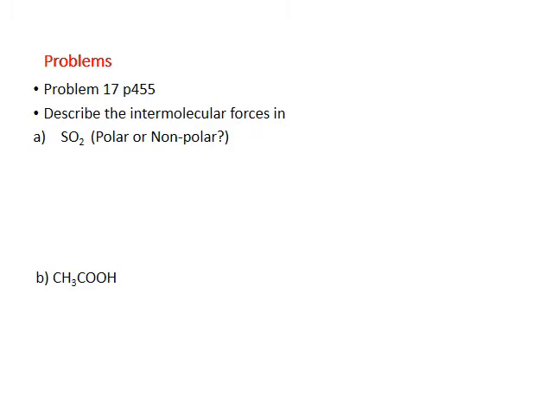Now we're going to discuss problem 17, A and B. The question is, describe the intermolecular forces that must be overcome to convert these substances from a liquid to a gas. So we need to identify what kind of intermolecular forces exist between these molecules, like SO2. In order to do that, first you need to get the Lewis structure, then you find out whether it's a polar molecule or a non-polar molecule, and then based on that you can identify what type of intermolecular forces exist.